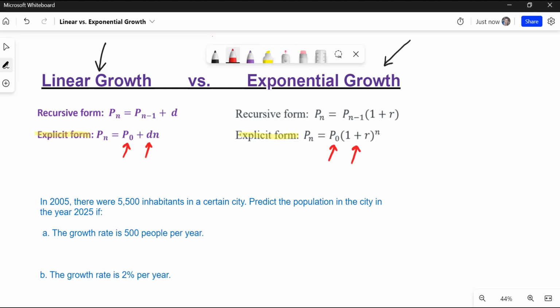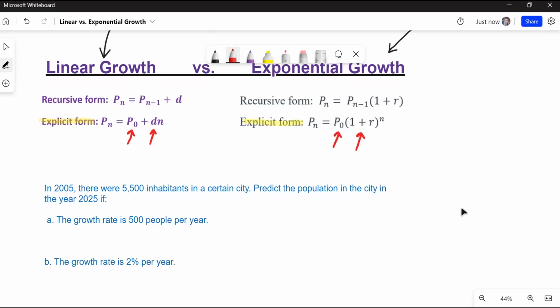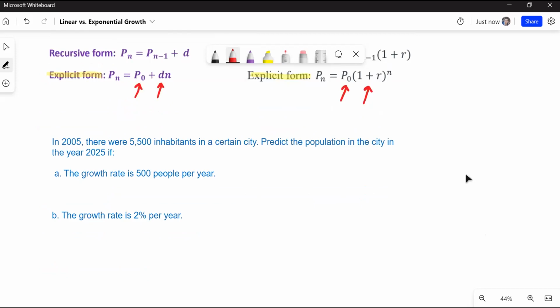So let's just take a look and see the difference between how we would work a problem using both growth models. Okay, in this problem, in 2005, there were 5,500 inhabitants in a certain city. Okay, that seems to be where we're starting the problem. So we'll say p naught equals 5,500. It is important to keep in mind, though, that when we say p naught, we're referring to the year 2005, right? That's key. Predict the population in the city in the year 2025.